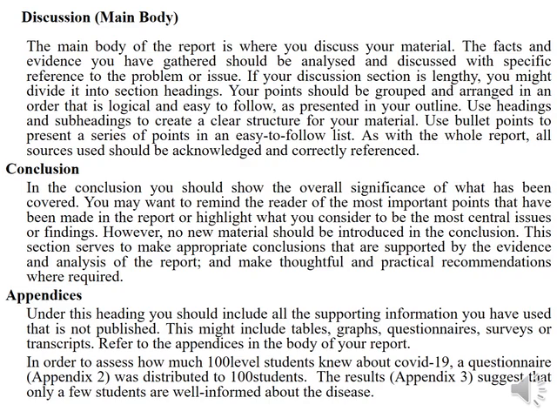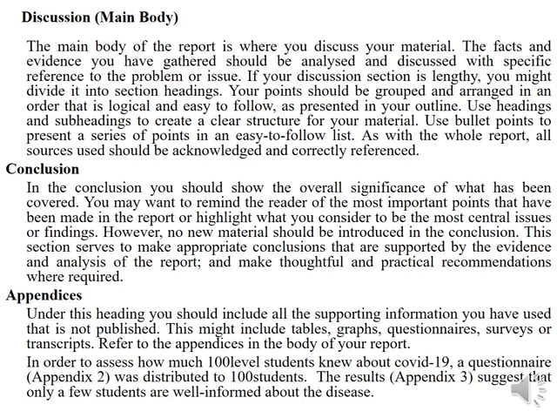Now, discussion, which is the main body. The main body of the report is where you discuss your material. The facts and evidence you have gathered should be analyzed and discussed with specific reference to the problem or issue. If your discussion section is lengthy, you might divide it into section headings.